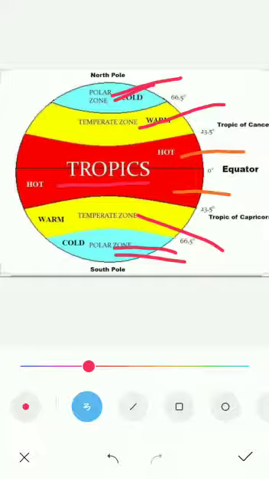This zone receives the minimum insolation. That is, the frigid zone receives the minimum insolation, and that's why it is the coldest part of the earth. You can see here it is written cold. And the ground surface is permanently covered with snow, because the temperature remains below the freezing point. So these are the three heat zones of the earth which I have explained to you.